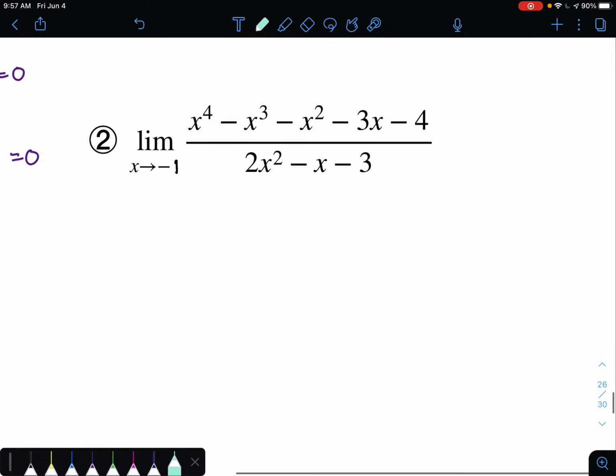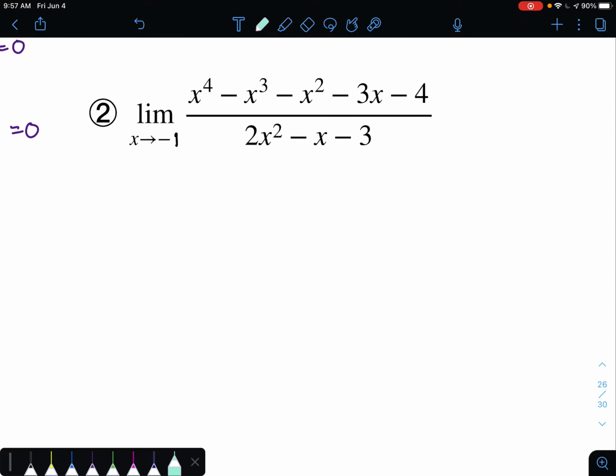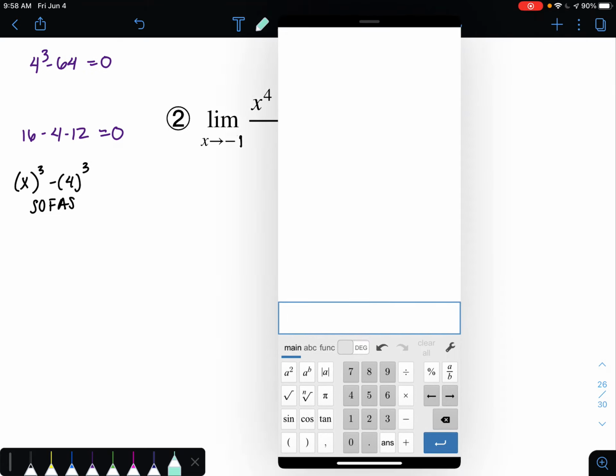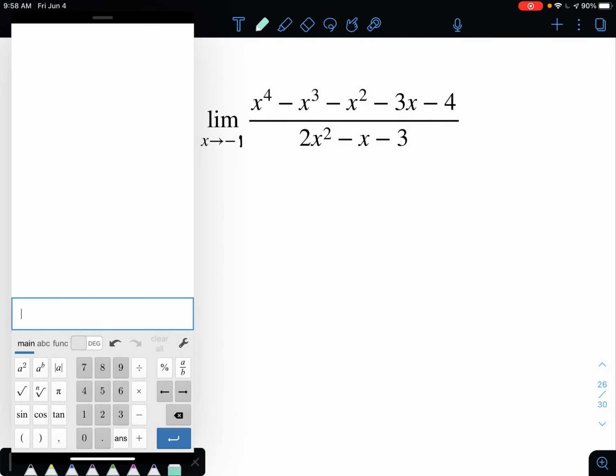Now my second problem looks like a monster, and I want to show you this because I want to show you some different factoring techniques. So if we go over here, we need to figure out, first of all, if we plug in negative 1, will this give us a 0 over 0? And I don't feel like doing this arithmetic by hand, so we're not going to. Let's just put this over here.